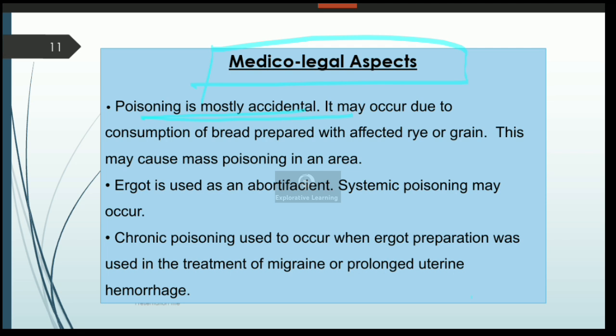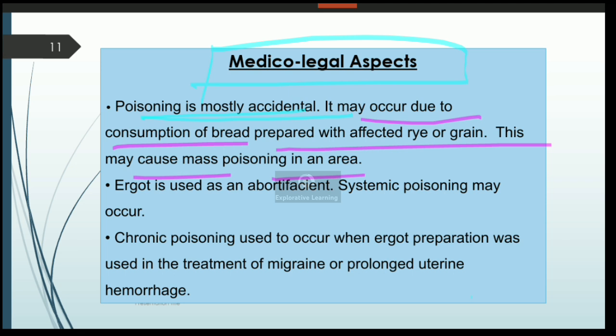They might consume it without being actually aware of the nature of the grain that was used to prepare the bread. New fear unlocked, isn't it? Then this may cause mass poisoning in an area. Just imagine if there was a huge amount of wheat that was used to prepare bread, and that bread has been sent to numerous households. Now a large number of people will be affected by the poisoning, by the ergotism.